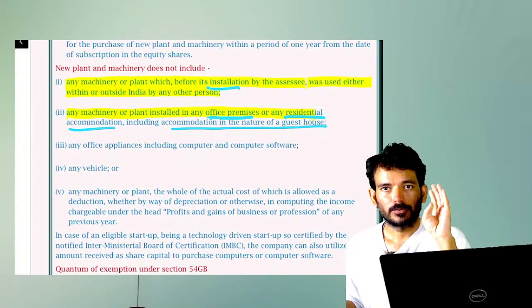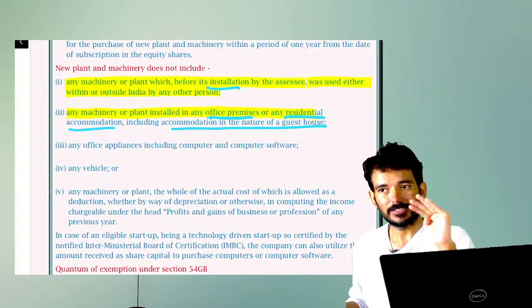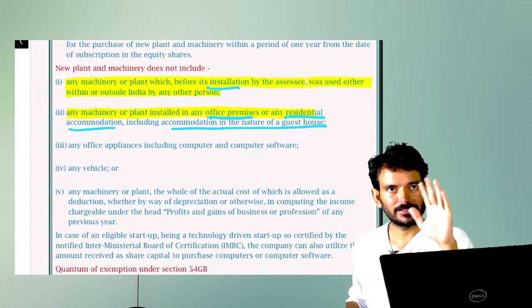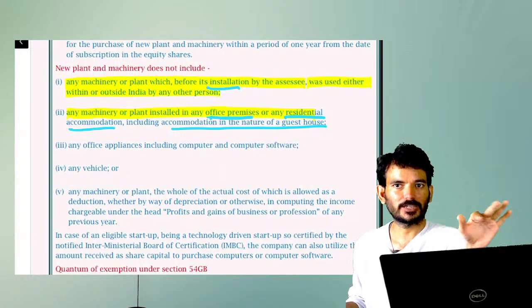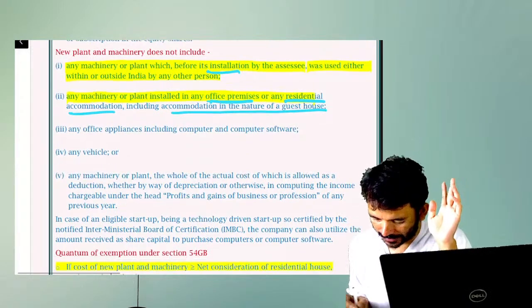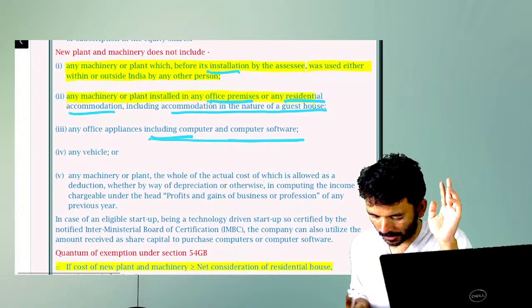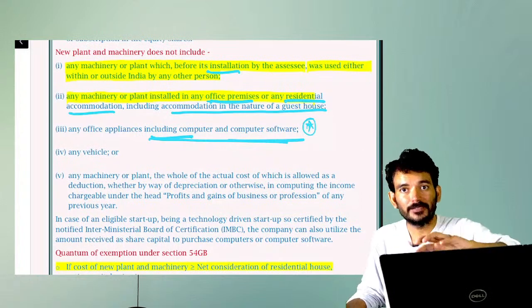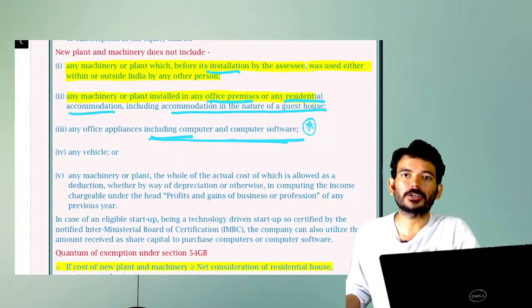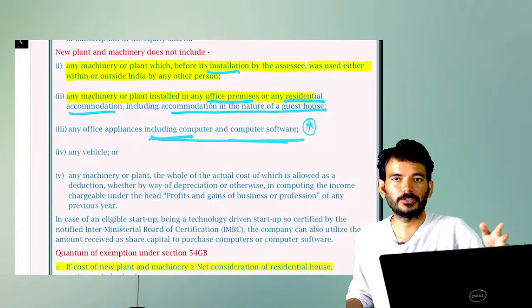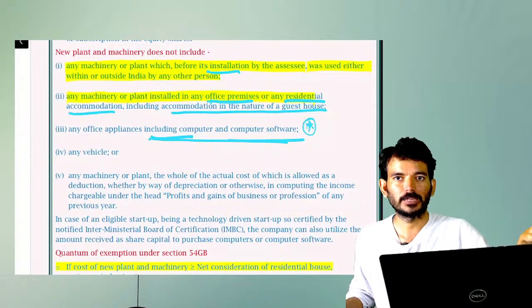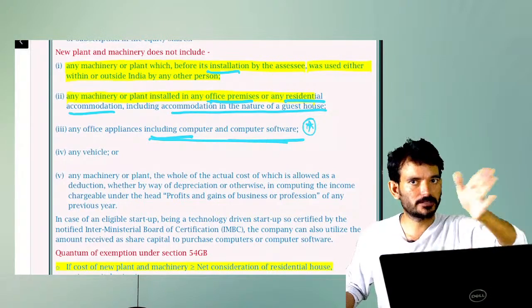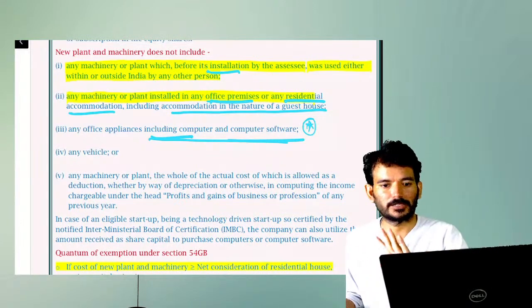Now what are the assets for which you are not eligible? One is second hand, second is office administration and guest house, don't use it, and then computers are also not eligible, but there is one condition for this: if your invention is directly relating to the computers only, I mean you need computers, without computers you cannot make such an invention. If your business is such that, you are still allowed to purchase the computers.